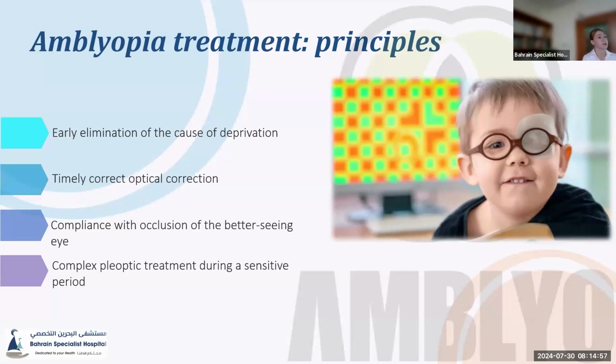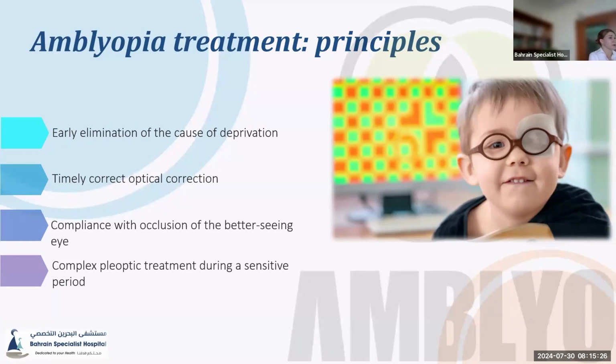About the principles of amblyopia treatment. First of all, the first step is early elimination of the cause of deprivation. So if it's deprivation amblyopia, where we have congenital cataract, ptosis, or corneal opacity, firstly it's surgical treatment. Or if it's a big angle of strabismus, it's the same. Surgical treatment must be done first.